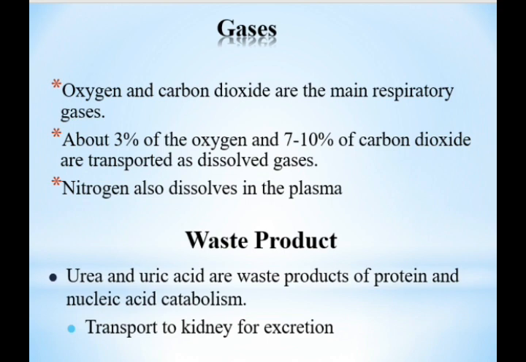Gases. Within your blood, there are some gases which are soluble, such as oxygen and carbon dioxide, but carbon dioxide is much more soluble compared to oxygen. Usually only 3% of oxygen will be transported as dissolved gas. So what is the rest? The rest would be in the red blood cells. Other than that, nitrogen is also dissolved in the plasma.